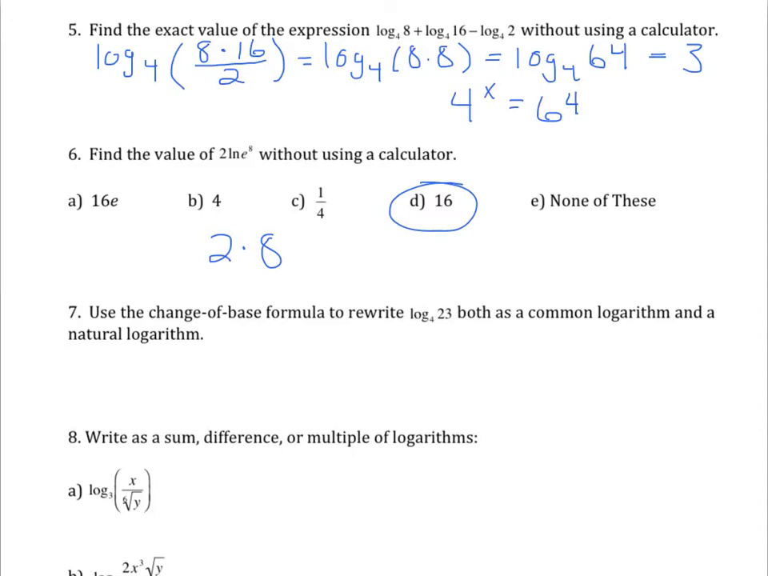For number 7, we want to use the change of base formula to rewrite log base 4 of 23 as a common logarithm and as a natural logarithm. So this is how you would want to put this in your calculator to calculate log base 4 of 23. So we do the log of 23 divided by the log of 4. Or you would get the same answer if you typed in the natural log of 23 divided by the natural log of 4 into your calculator.